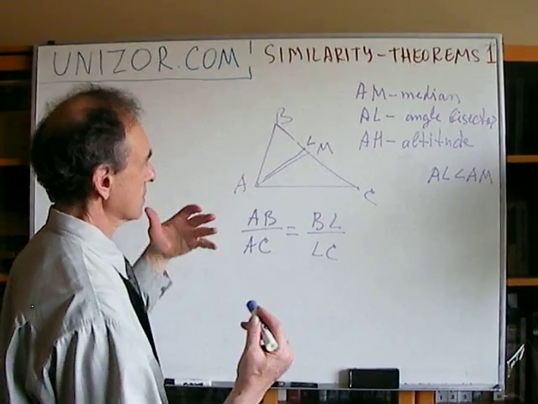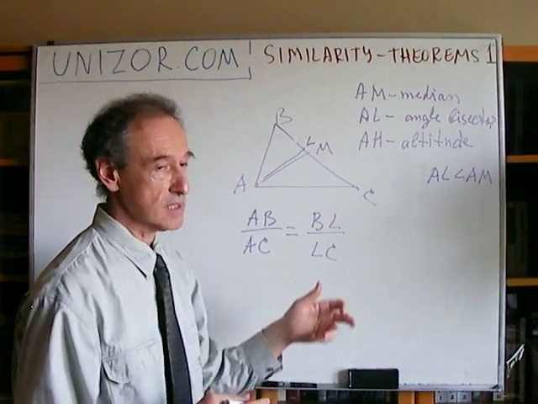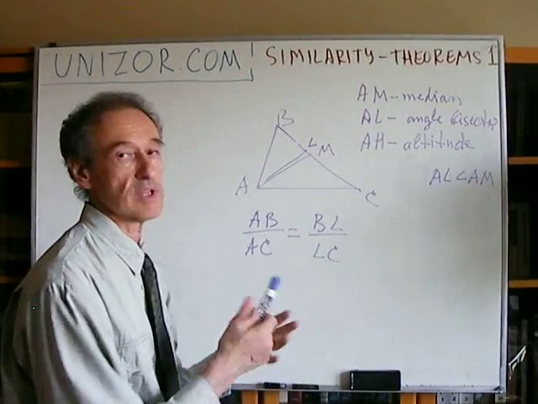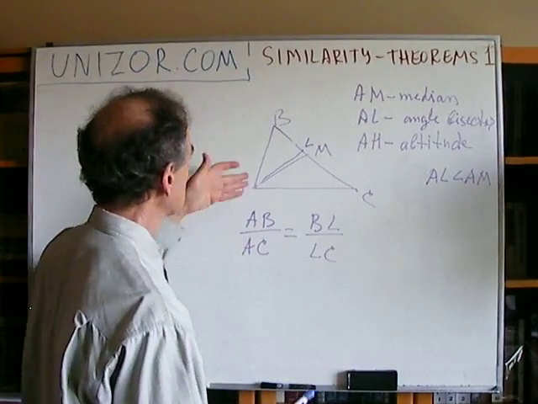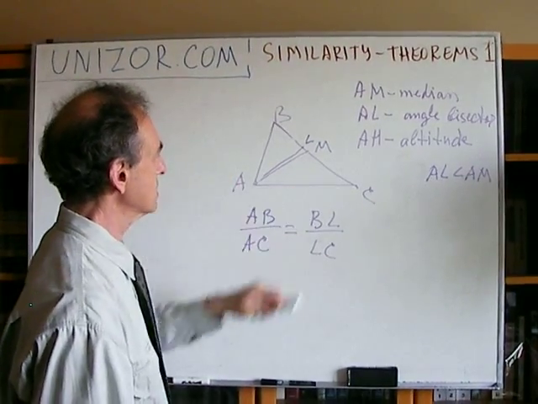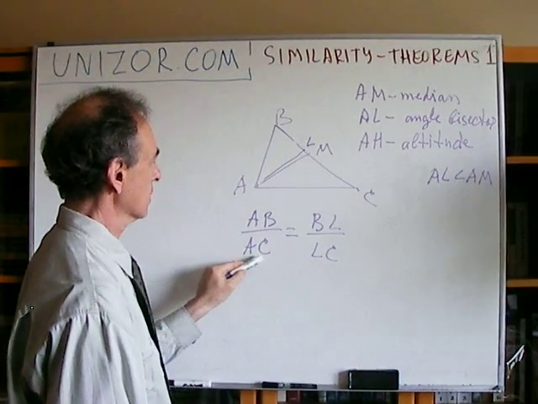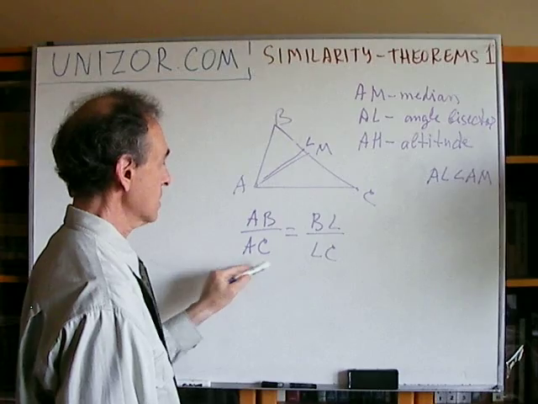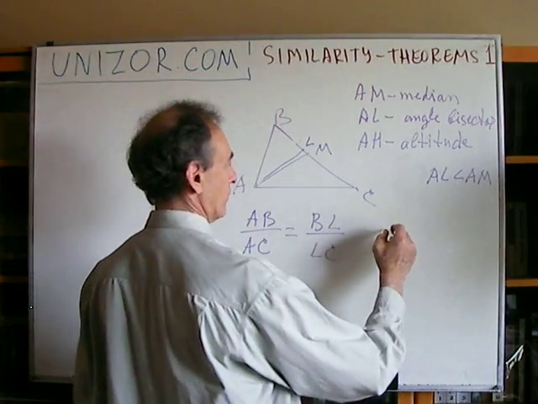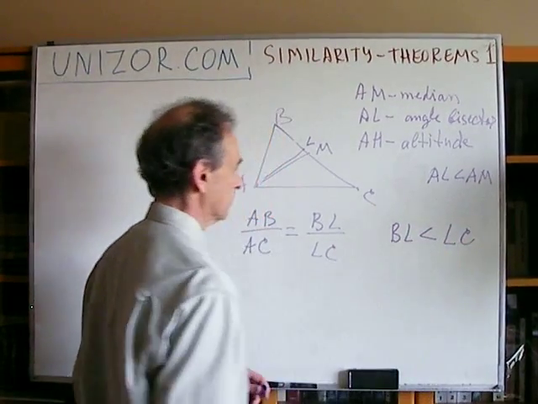Now, let's assume for definiteness that AB is smaller than AC. So we have been given information that they are not equal. So one of them is smaller, another is bigger. So let's say AB is smaller. Since AB is smaller than AC, this is less than 1. AB over AC is less than 1, which means BL over LC is less than 1. So BL is less than LC, right?